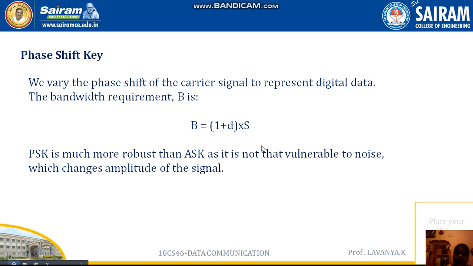Here, in phase shift key, whenever the transition takes place, our frequency as well as amplitude will remain the same. Only the phase is going to change. The variation happens at the phase level, not at the amplitude level or frequency level. The frequency and amplitude remain constant. The only variation happens at the phase level.